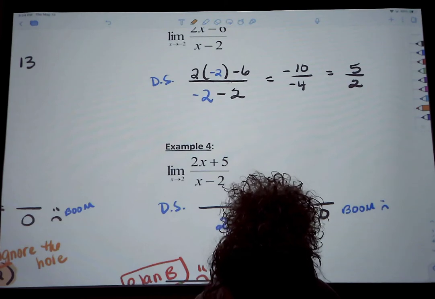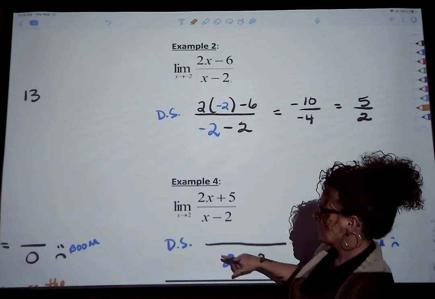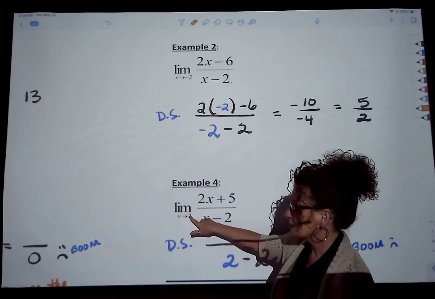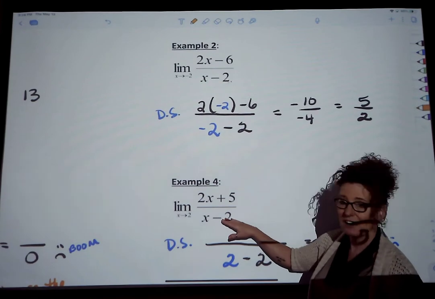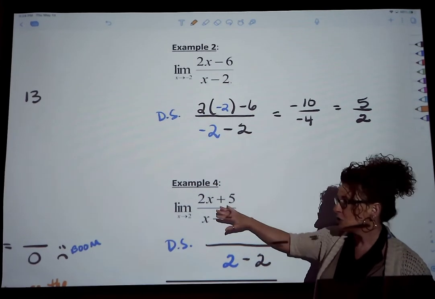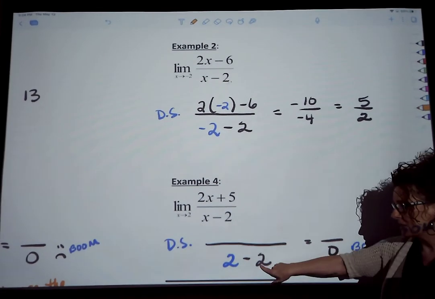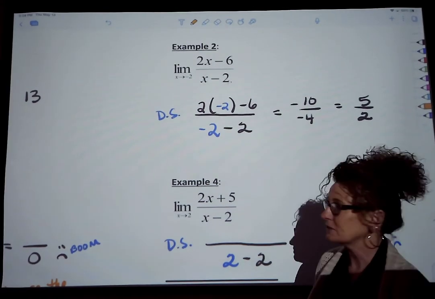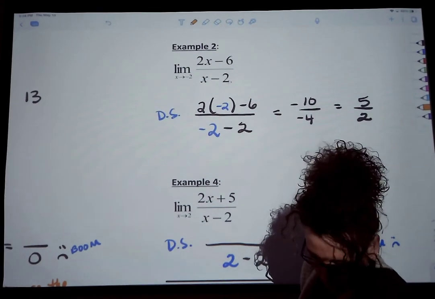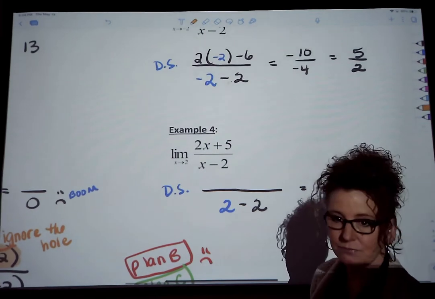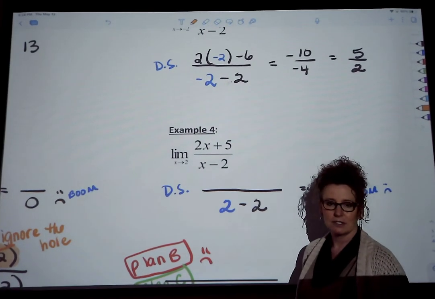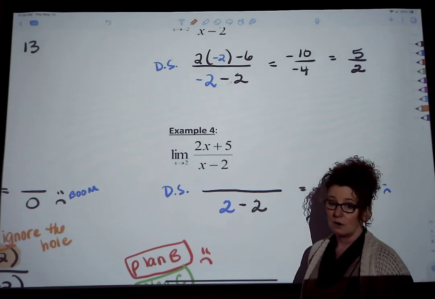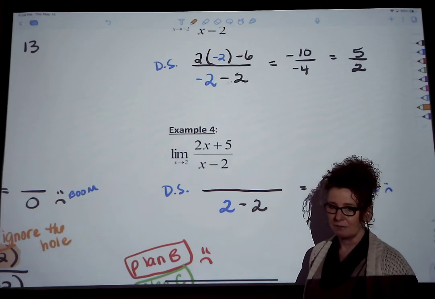Okay, next one. As x approaches positive 2, direct substitution. Again, I see that I have a denominator. The numerator is going to be fine. I'm going to sub it in my denominator first. Sure enough, I blow up. Plan B. Let's factor this. Plan B. Factor that. It's not factorable.